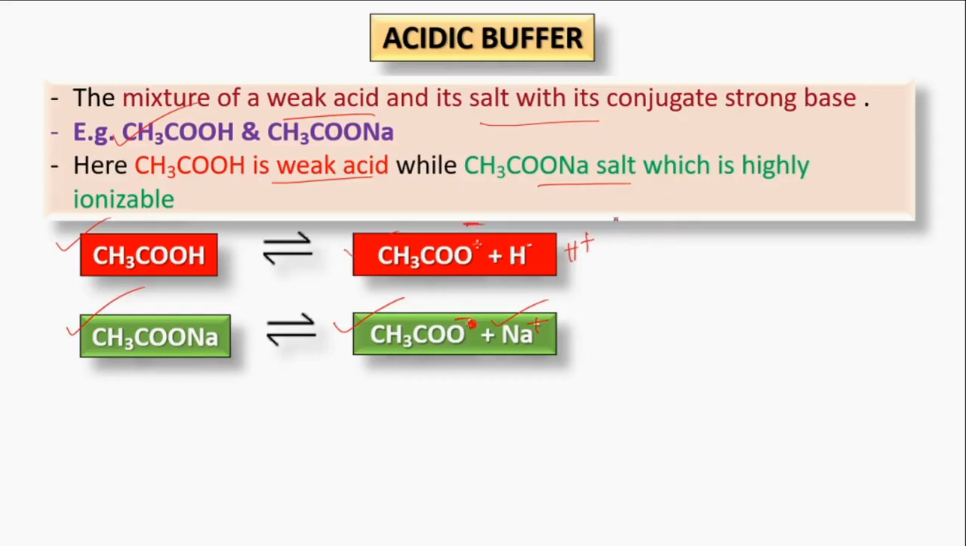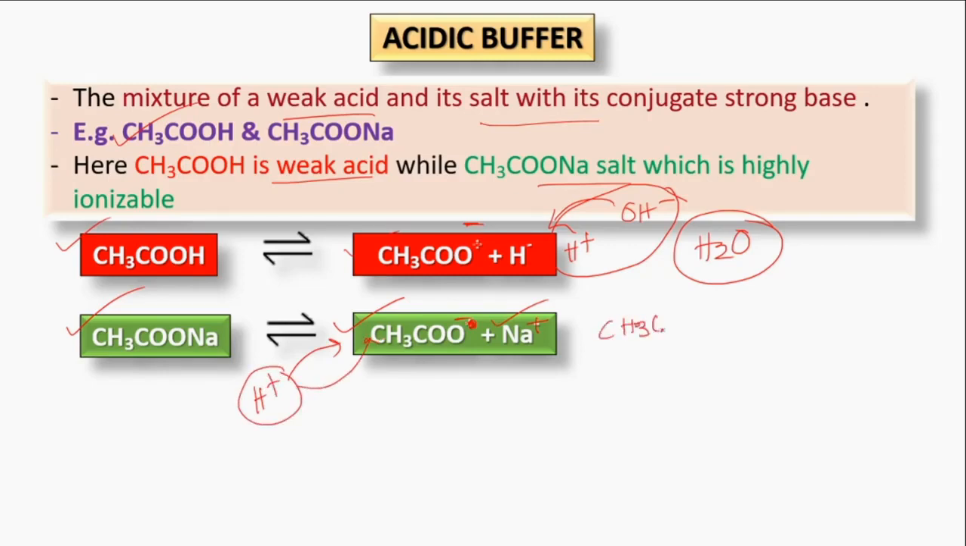And if we add more OH minus, that means more base in this solution, this OH minus will combine with H plus and produce H2O. The formation of H2O cannot change the pH of any solution. And if we add more acid, that means more H plus ions, this H plus ion will combine with the acetate ion and form acetic acid.